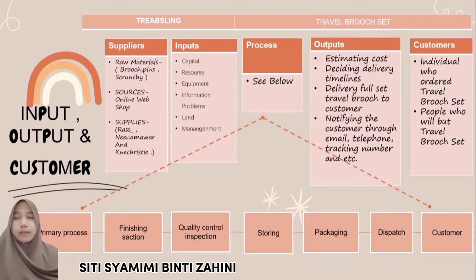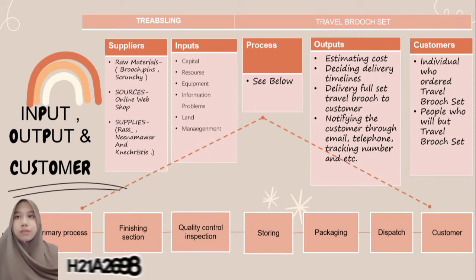Okay, we go to the supplier. The suppliers that we use are three. The first one is raw material. The raw materials that we use are brooches, pins and scrunchies. And the source that we use is online websites such as Shopee and Lazada. The last one is supplier. The suppliers that we take are RAS, Nima Mawar and Kni Christie.